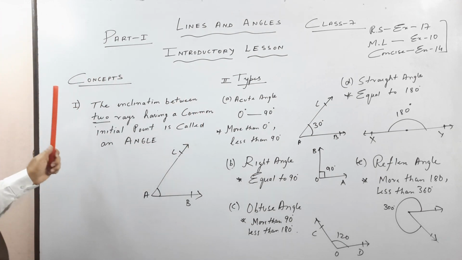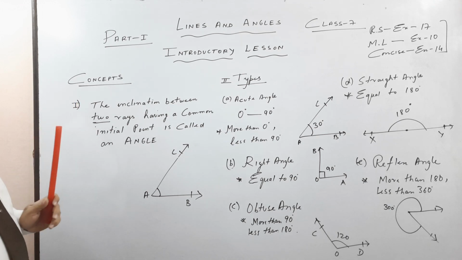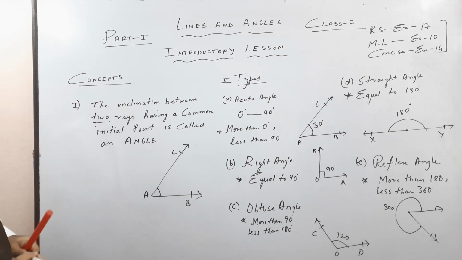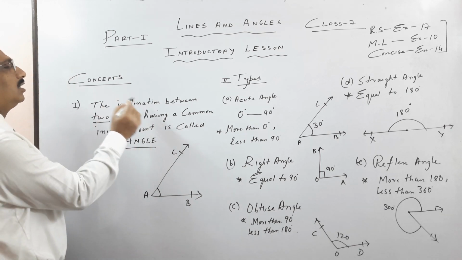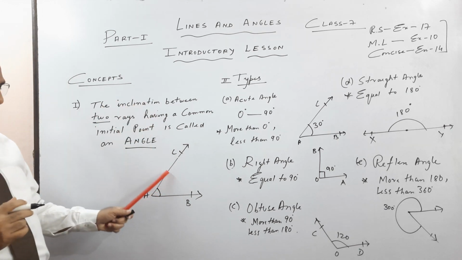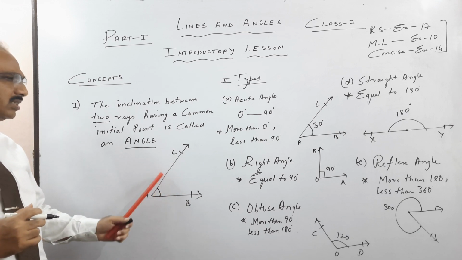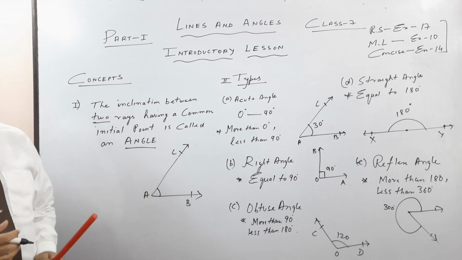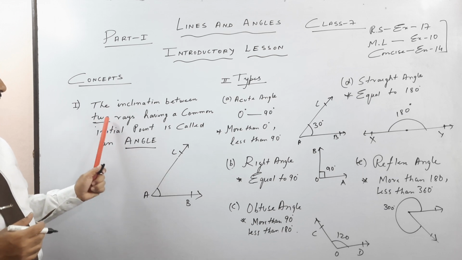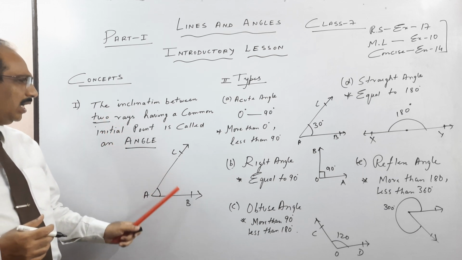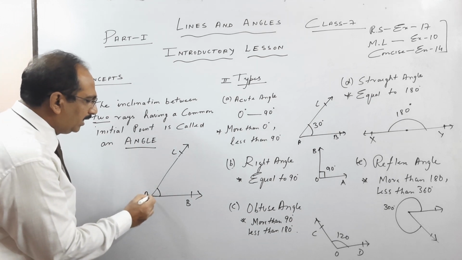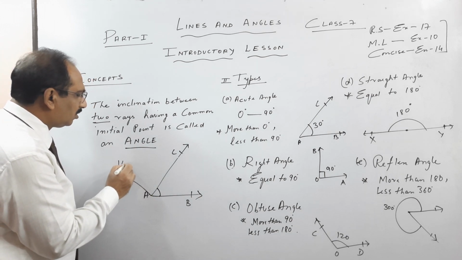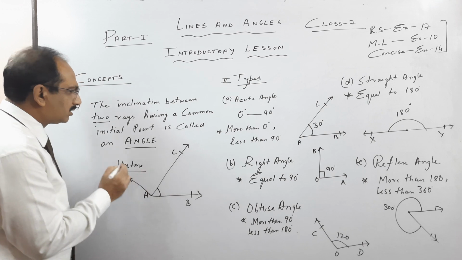Okay, so first we start, what is an angle? First we define an angle as the inclination between two rays, children. These two are two rays. Okay, you can say lines, though there is a small difference between rays and lines. So the inclination between two lines or rays having a common initial point. So A is common, children, you see, and this is also called the vertex.